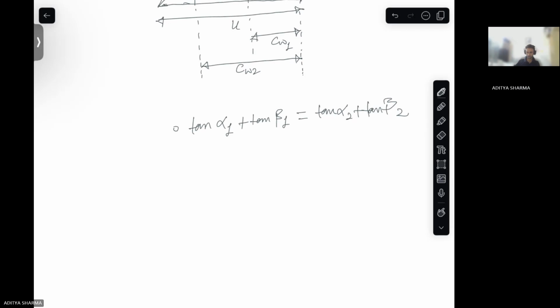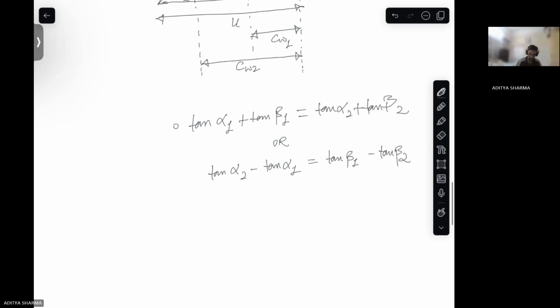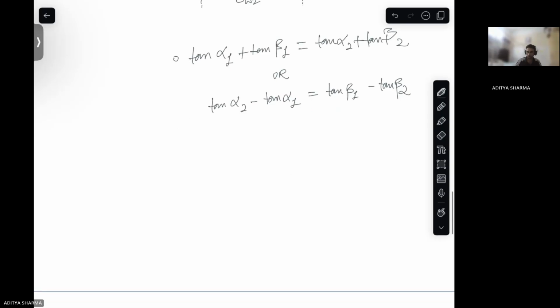So this relation can be written as tan alpha 2 minus tan alpha 1 is equal to tan beta 1 minus tan beta 2. And how can we derive this?